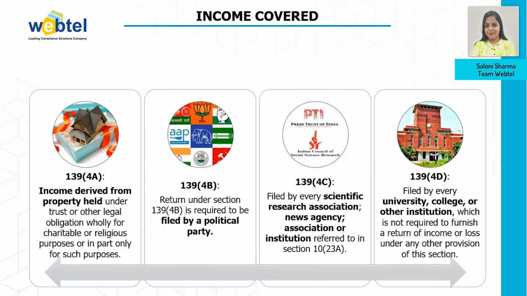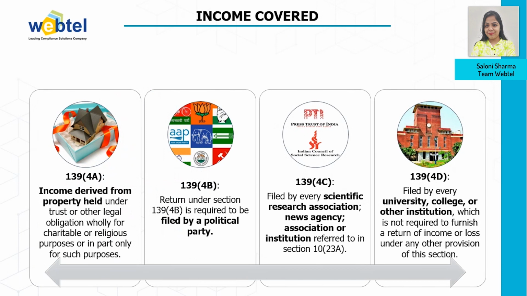Let's understand about the incomes that are covered for the trust. So section 139(4)A, 139(4)B, 4C and 4D is there for filing any return related to the trust. Let's look at the sections one by one. So our first section is 139(4)A. 139(4)A is related to the income derived from the property held under trust or other legal obligations wholly for the charitable or religious purposes, or in part only for such purpose.